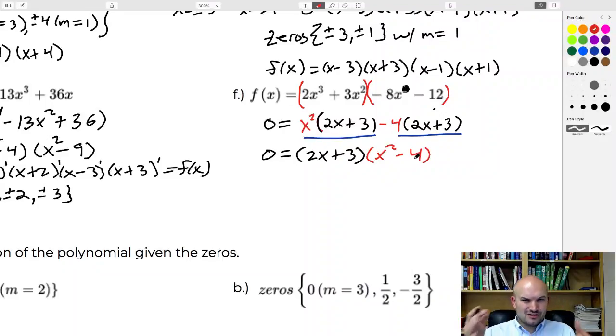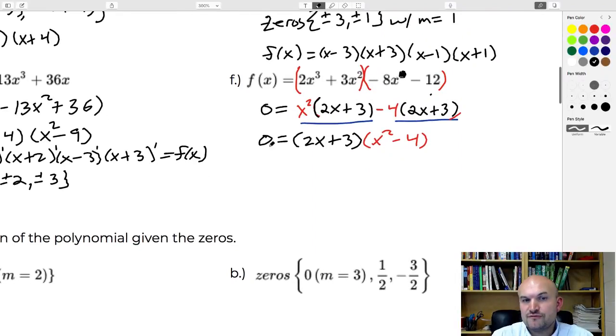And again, if you're a little confused on that, just multiply 2x plus 3 times x squared, you get this. Multiply 2x plus 3 times -4, and you get this. So you can see that by multiplying it back, the factoring works out. And now I can expand this further for my linear factorization. This is linear, but this one is not. So I'm going to factor this one one more time. And this would be an x minus 2 times an x plus 2.